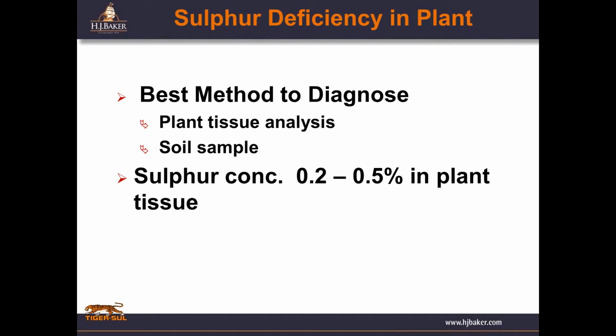The best method to diagnose a sulfur deficiency, I suggest, is using two methods: the plant tissue analysis in conjunction with the soil sample. With a plant tissue analysis, if you have a sulfur concentration that's 0.2 to 0.5%, you should have an ample supply of sulfur available.